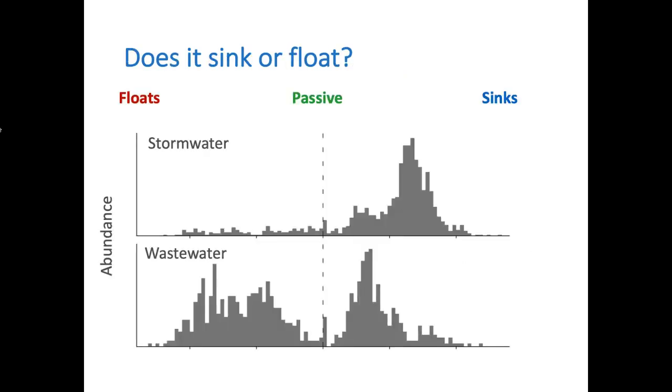So these are the distributions of particles that we found in the stormwater and wastewater sampling. As you notice, in the stormwater sampling, a lot of the particles that we found were sinkers, and the wastewater was more distributed throughout the range of floaters to sinkers. As mentioned before, the predominant sinkers that we found in the stormwater were these rubbery fragments. And then in the wastewater, as mentioned before, there were a lot of fibers. Whether they sink or float somewhat depends on their material. For example, the polyester fibers are moderate sinkers, and conversely, the polypropylene fibers would be moderate floaters.